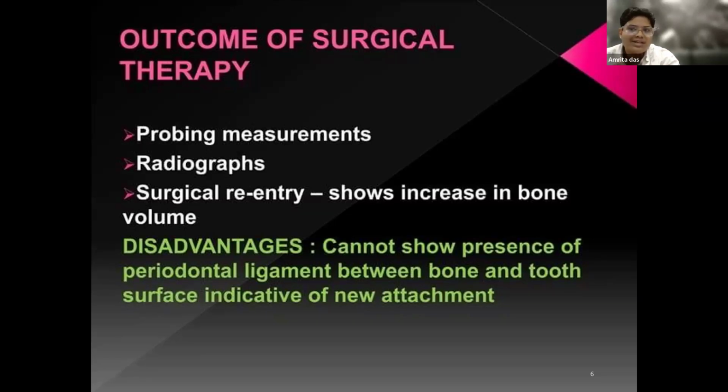For this, we need recent advances of periodontal measuring machines, through which we can check the active periodontal state of the disease as well as the new attachment formation. So with the help of only a Williams periodontal probe and radiographs, we cannot properly determine the periodontal ligament between the bone and the tooth surface.